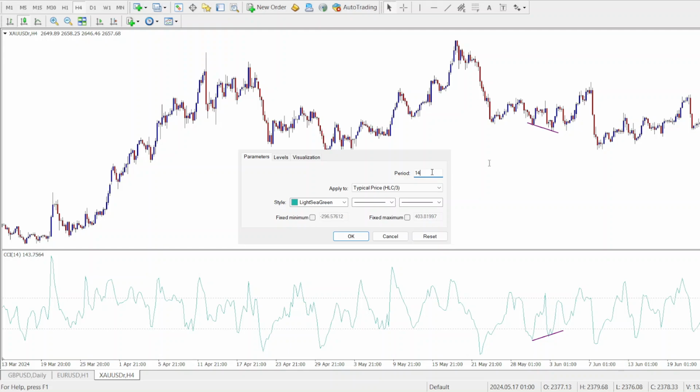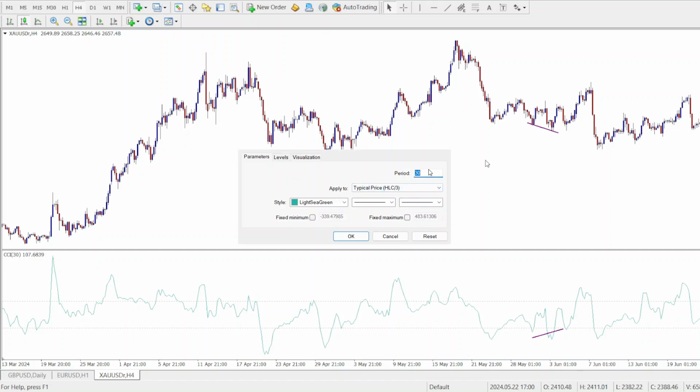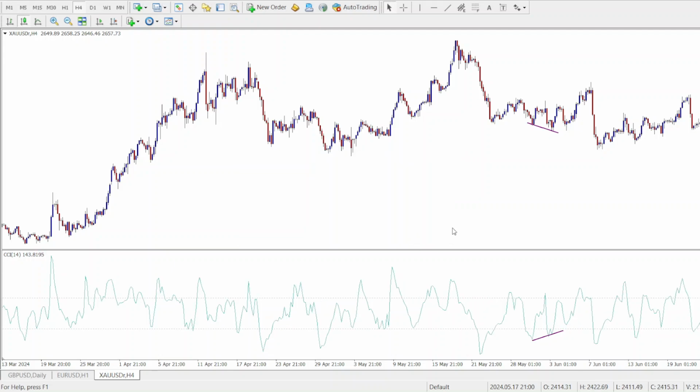However, a lower period makes the CCI more sensitive and reactive, while a higher period smooths the indicator out and reduces the noise. For example, if you're using period 30, a higher period, watch out for what's going to happen here. You can see it smoothens out the indicator. So if you want a quicker reaction to price, you might want to use a smaller period. But if you want a slower reaction to price, you might want to use a higher period.